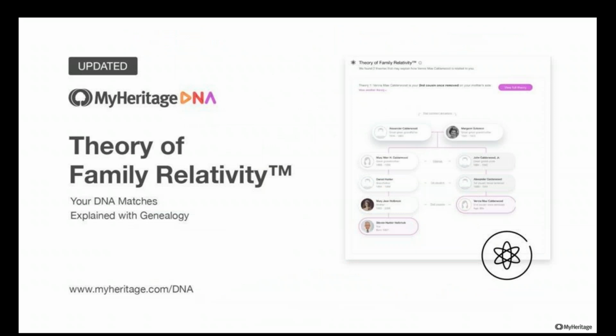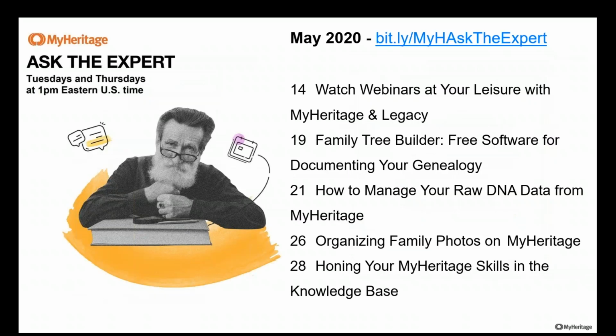Also, this week we released an update on our Theory of Family Relativity. So if you have done a DNA test, or if you have a DNA test with MyHeritage, you have a family tree up there, chances are hopefully we got you new theories. So review them and learn more about your matches.